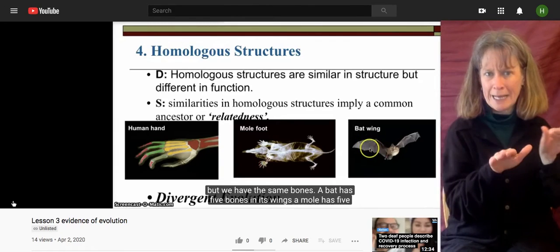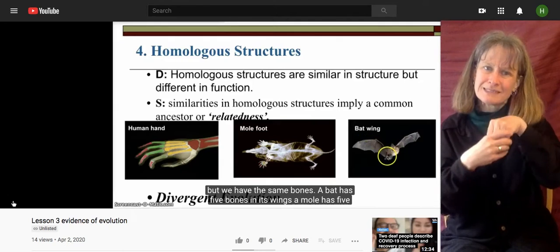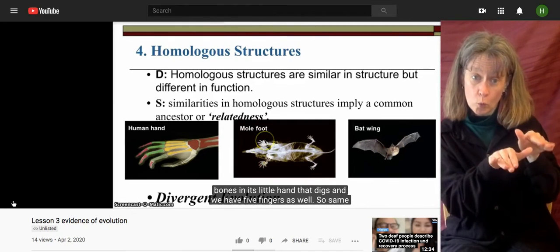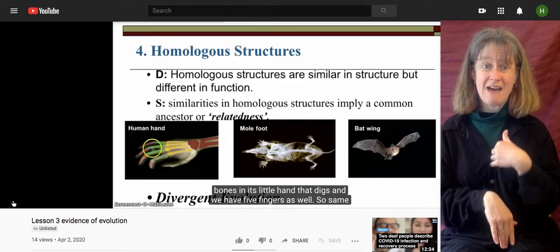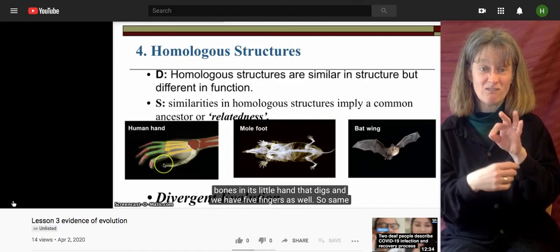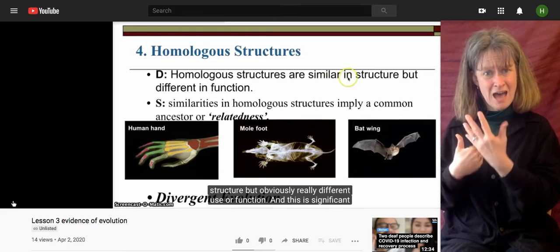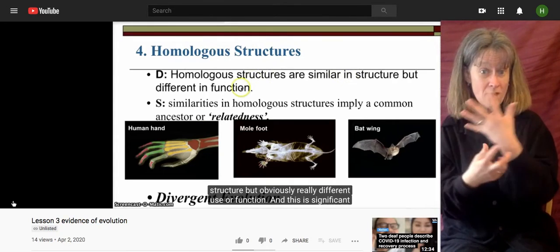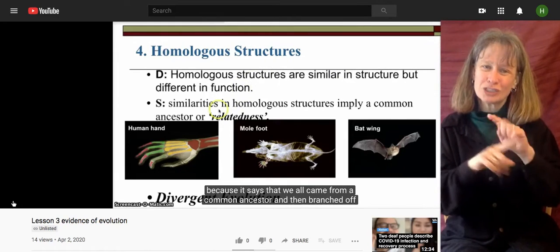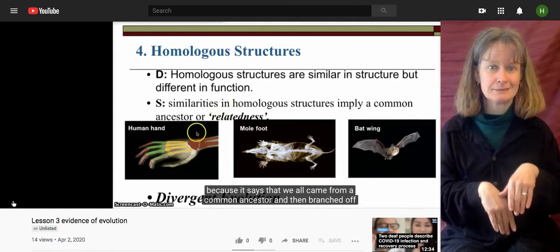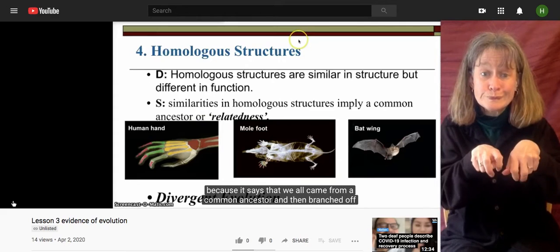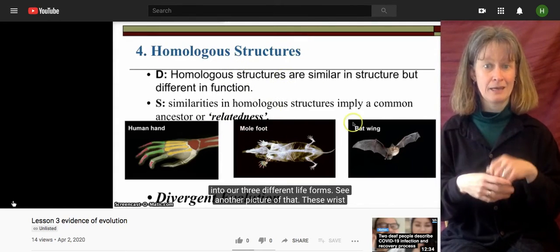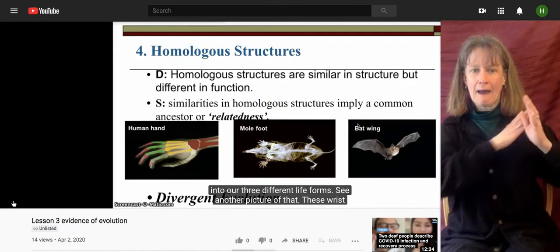A bat has 5 bones in its wings. A mole has 5 bones in its little hand that digs. And we have 5 fingers as well. So same structure, but obviously really different use or function. And this is significant because it says that we all came from a common ancestor and then branched off into our 3 different life forms.